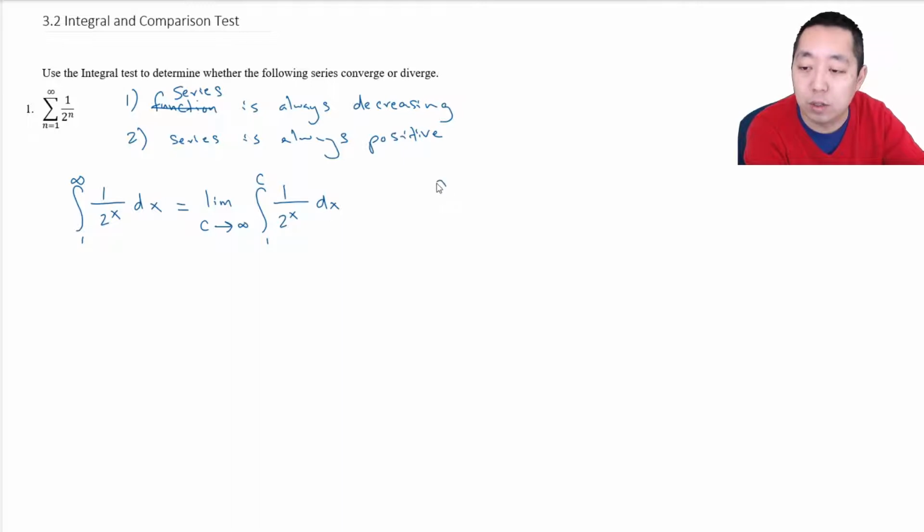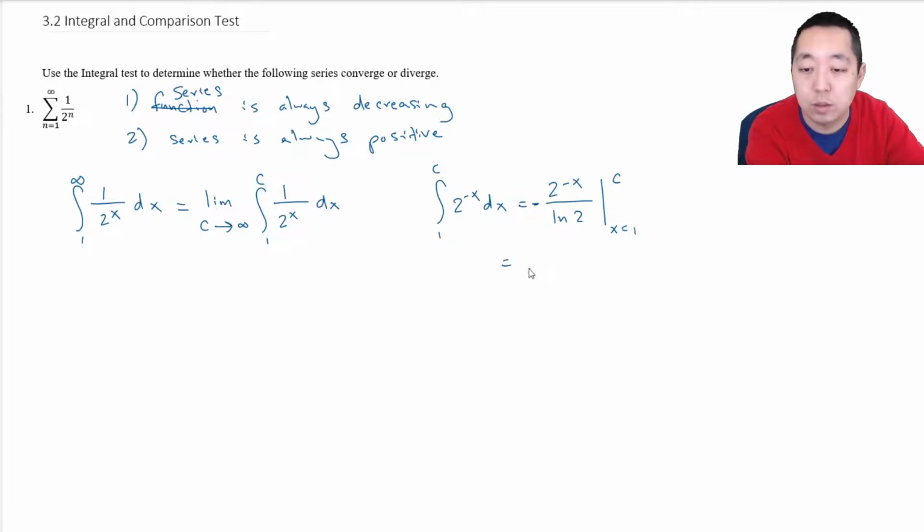Now, this integral is really 1 to c 2 to the negative x dx. And so the antiderivative of this is negative 2 to the negative x over ln of 2. Because when I take the derivative of 2 to the x, it's just 2 to the x times natural log of 2, so when I take the antiderivative, I divide. And then I got the negative sign because of this negative sign here. And so this is evaluated from x equals 1 to c.